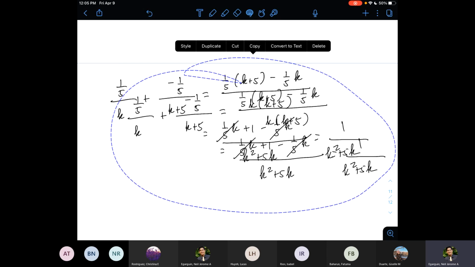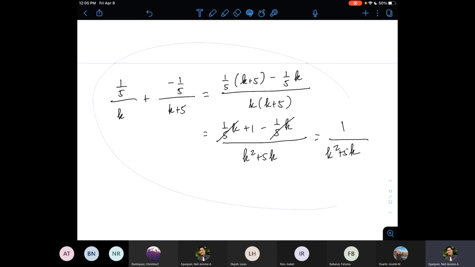Why duplicate? Delete, and I'll delete this as well. Come on.